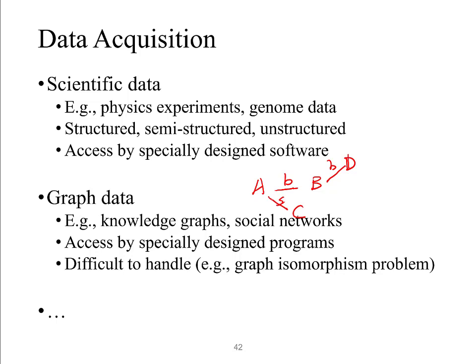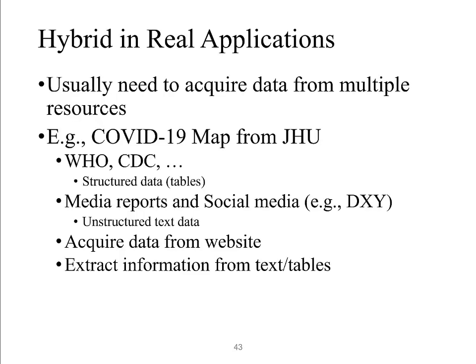For example, it's mainly because the time and space complexity of some basic operations in graph data is quite high, and the scalability of these algorithms is not very good. For example, the graph isomorphism problem is an important problem in graph data processing, but hard to solve.